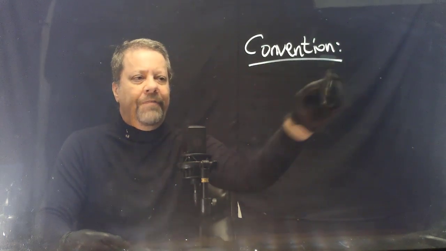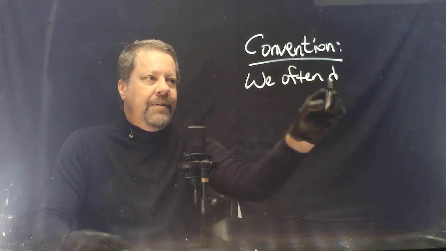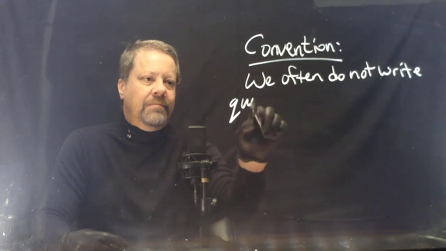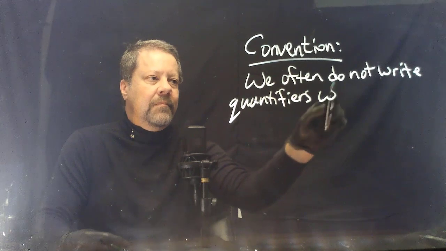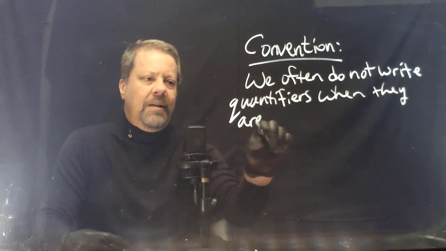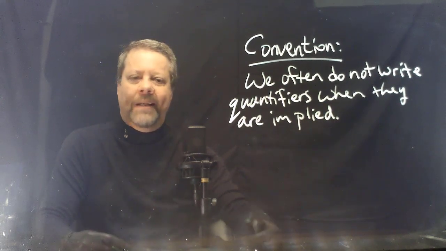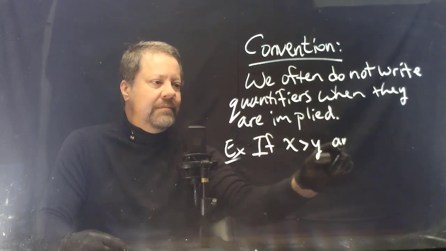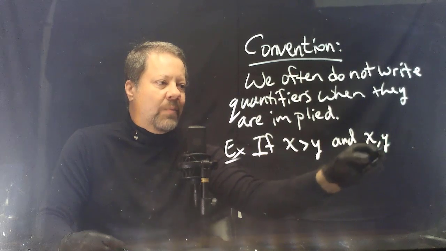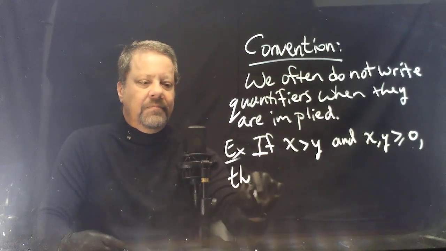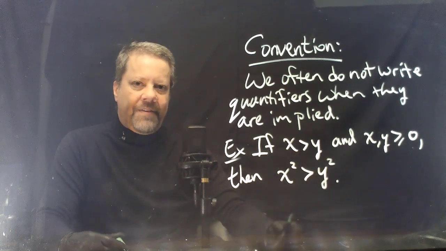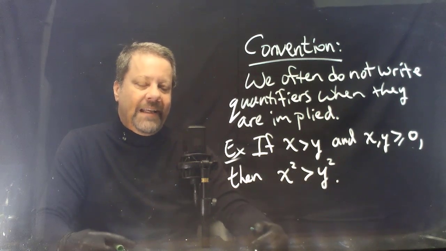One of our conventions in terms of proof is we often do not write universal or existential quantifiers when they are implied anyway. So let me give you an example. If x is greater than y, and x and y are both bigger than or equal to 0, then x squared is bigger than y squared. So if you have a couple non-negative numbers and one is bigger than the other, then the square will maintain the direction of the inequality.